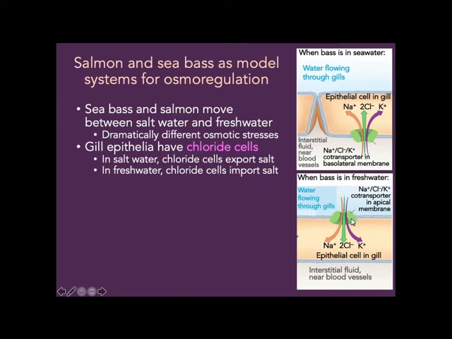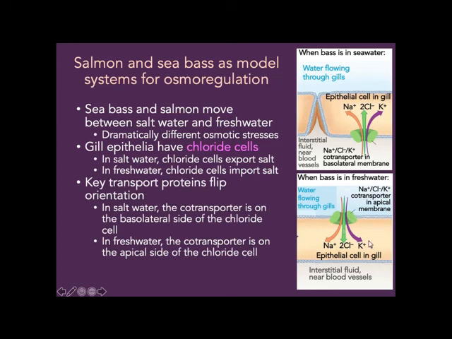And when the bass is in fresh water, they are able to flip the orientation of these transport proteins. So, okay, this is still the outside of the fish, and this is still the inside of the fish, but now they have the cotransporter on the apical membrane, on the outside of the epithelial cell, and it is actively pumping in the ions that the fish needs from the fresh water. So the ions are moving against their concentration gradient again to be pumped into the fish, okay?